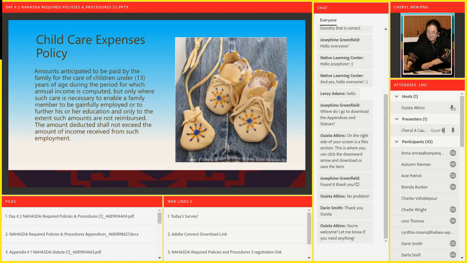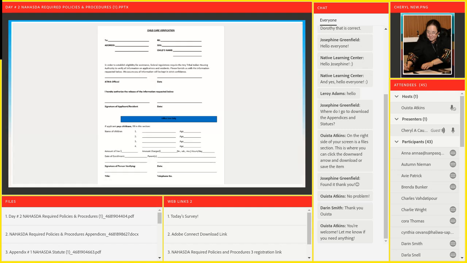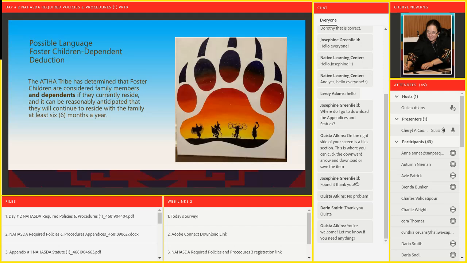The amount deducted shall not exceed the amount of income received from such employment. So there's some suggested language there. This is a child care verification form. There's all sorts of them available through different places on the net. All you've got to do is look for them, but I would also suggest you have something like that in that packet.